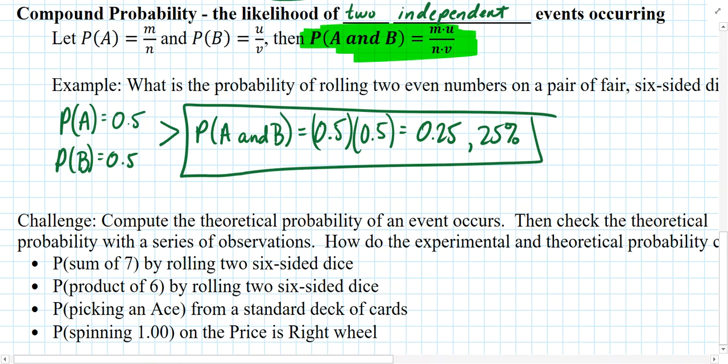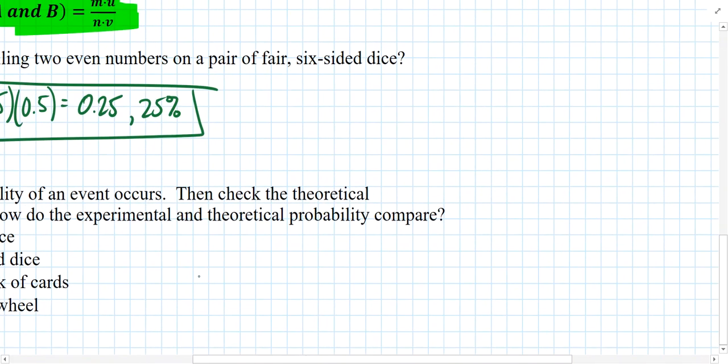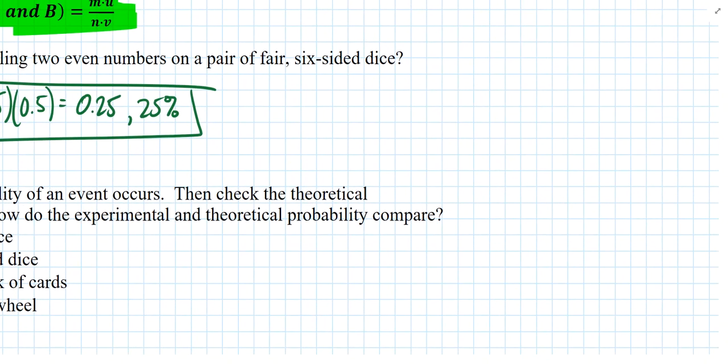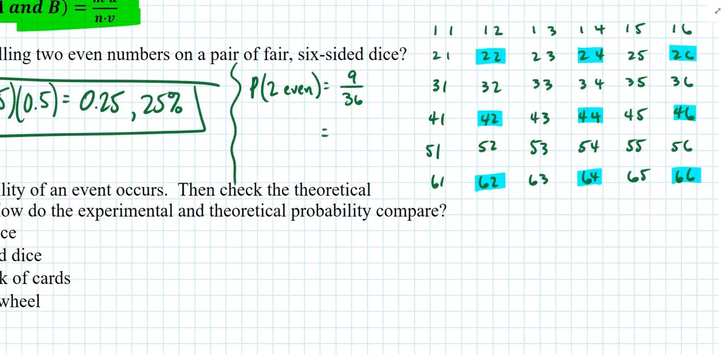In fact, you could display all possible outcomes of two fair six-sided dice and count the number of two even-numbered rolls. This theoretical probability is the same as the calculated compound probability.